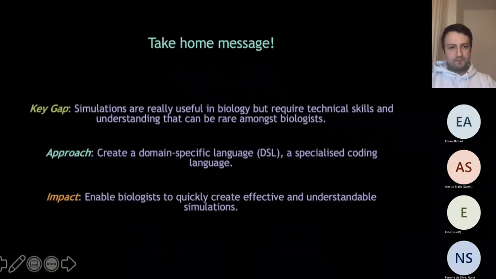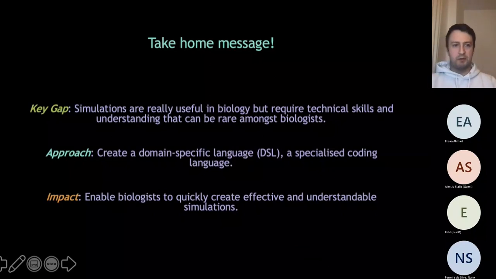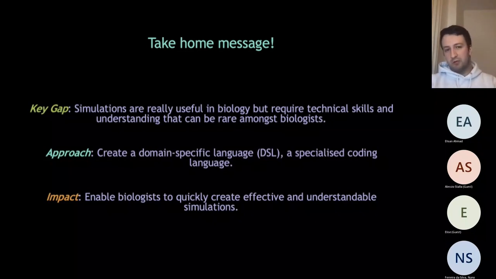So just to give you a brief overview of what I'm going to be talking about, the key gap that my project is trying to address is that simulations are really useful in biology, but require technical skills and understanding that can be rare amongst biologists. To overcome this problem, we're hoping to create a domain-specific language, a specialized coding language, if you will, to enable biologists to quickly create their own simulations in a reproducible and understandable fashion.